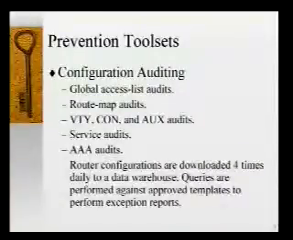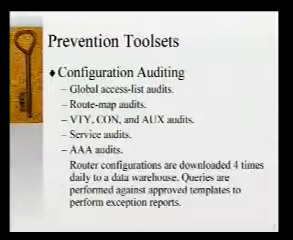Some of our prevention tool sets: we're really big on configuration auditing, global access list audits. We have a specific access list that we've templated for peers, and that's something we would call a global access list. In other words, it's applied everywhere on our peering interfaces. So we audit those. We pull them down 4 times a day. We make sure that they coincide with our provisioning database and make sure that they're correct.